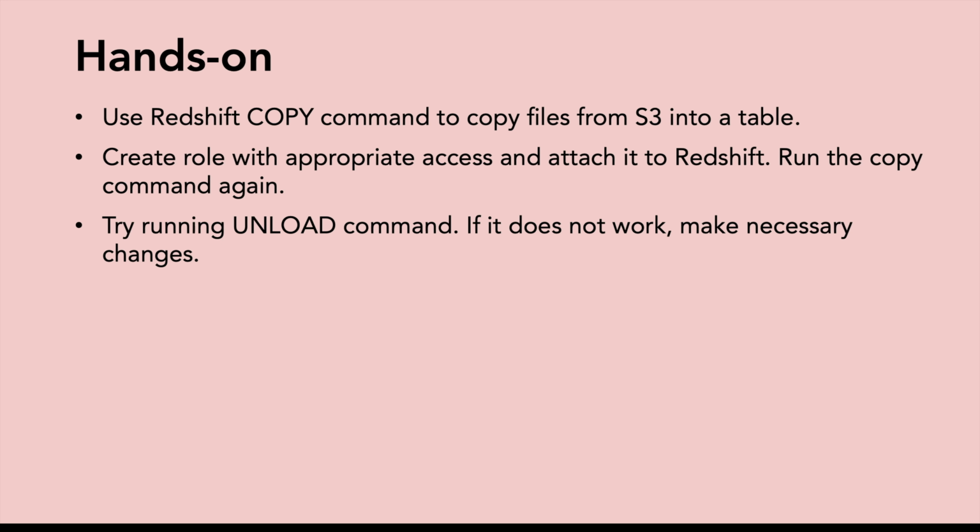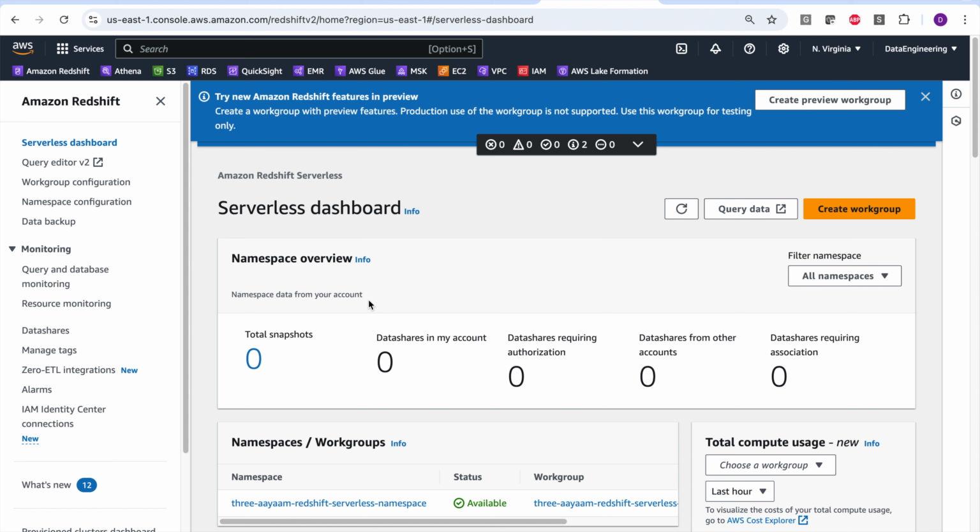I'll use the Redshift COPY command to copy files from S3 into a table, and we'll see whether the copy command works or not. Then we'll create a role with appropriate access and attach it to Redshift, provision a cluster or serverless workgroup, whichever is fine, and we'll run the copy command again. After that, I'll try running the UNLOAD command also. If it does not work, we'll have to make necessary changes in the role so that the unload command also works. All right, I have this Redshift serverless namespace and Redshift serverless workgroup created.